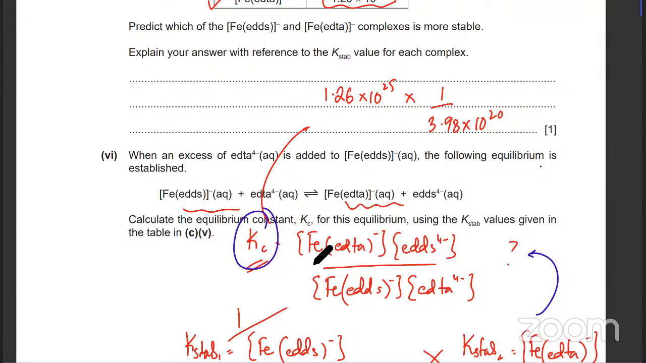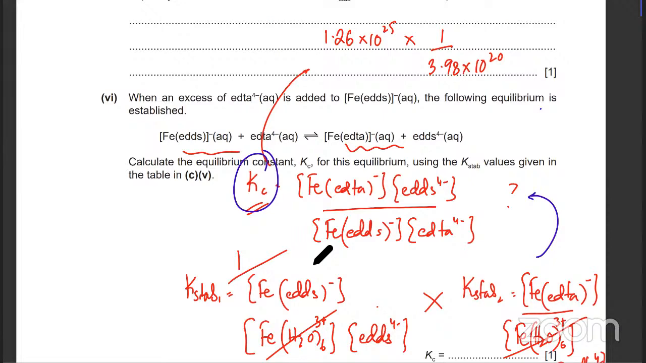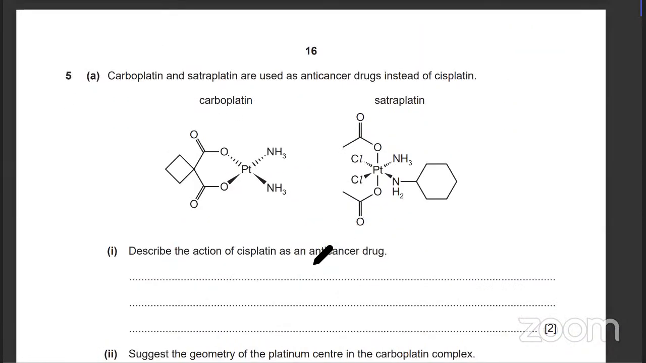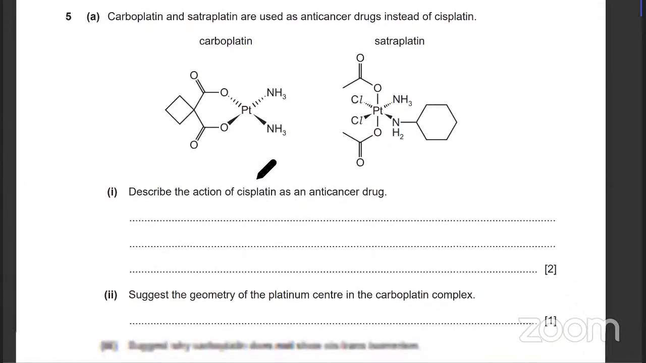Now moving to the next part, we've got cisplatin and transplatin, or something like that. Describe the action of cisplatin as an anti-cancer drug. So they started talking about cisplatin, but they didn't actually draw cisplatin. So what's the action of cisplatin?